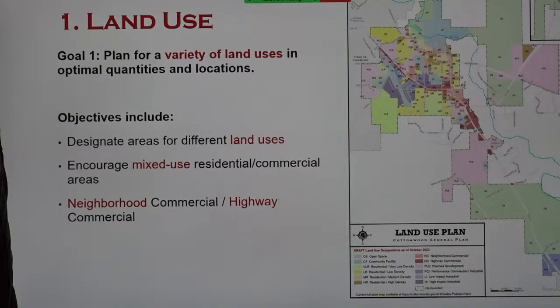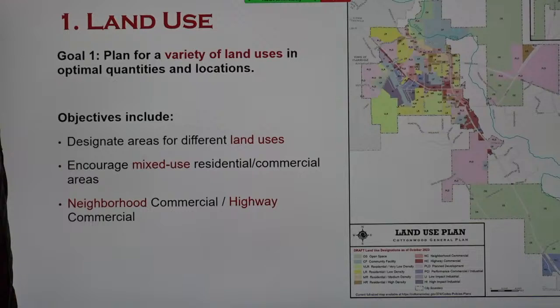For instance, goal number 1 in land use is just to provide for a variety of land uses, optimal quantities and locations, having the right amount of different types of land uses in logical locations. And the objectives for doing that are to designate areas for different land uses, encouraging mixed-use residential and commercial areas, and also to distinguish between neighborhood commercial and highway commercial. That distinction is something that isn't in the general plan right now.